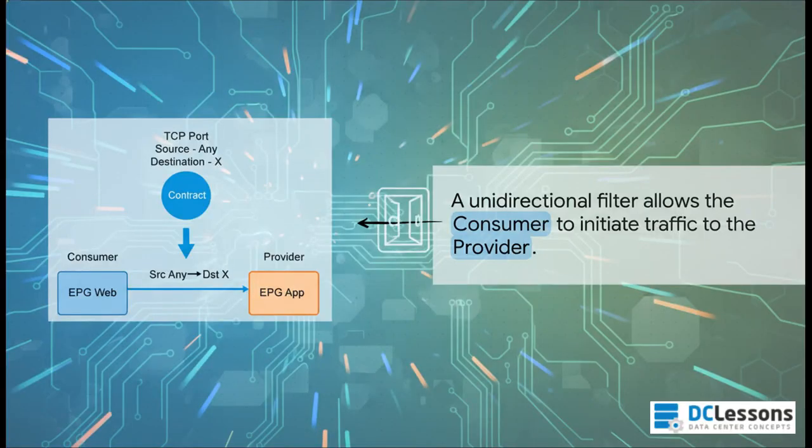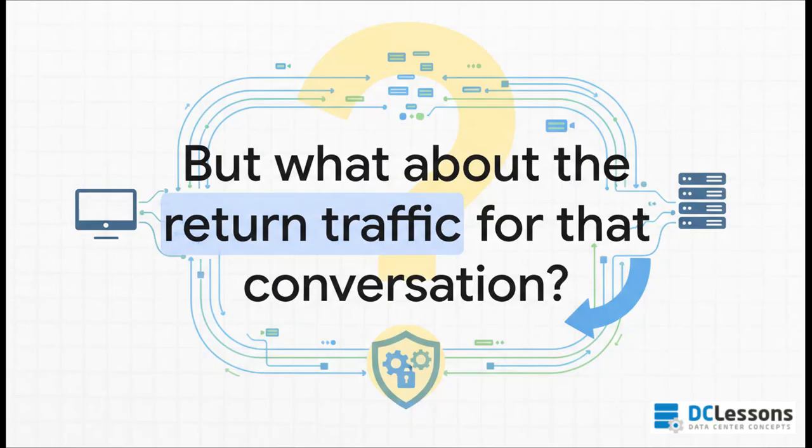The consumer EPG web is allowed to start talking to the provider EPG app on a certain destination port X. It's a one-way street. That first packet goes through, no problem. Seems simple enough, right? But hold on a second.